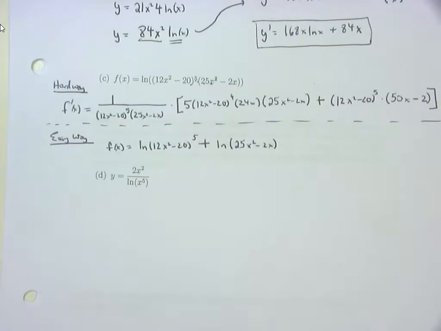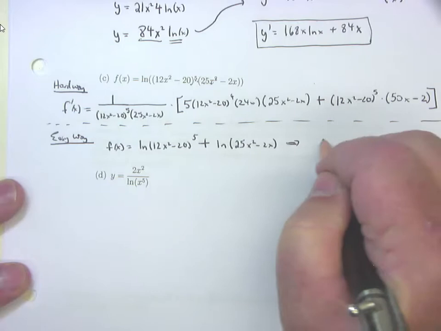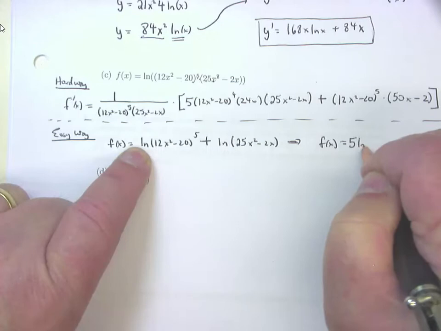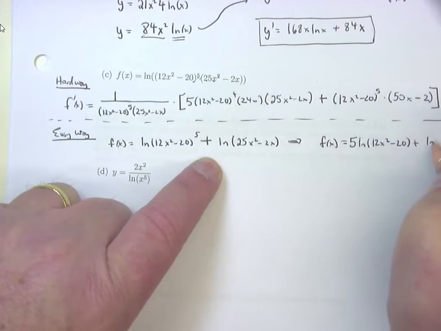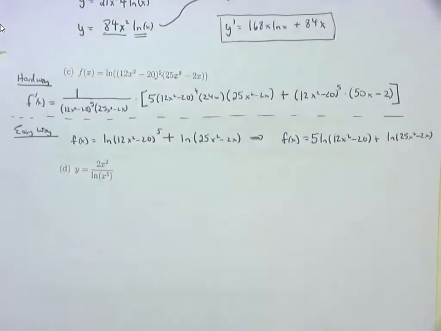I'm not done cleaning up yet. According to log properties, when I'm taking the natural log of something to a power, where do powers get to go? In front of the log. So this keeps going here. So f of x, still the same function, is going to be that 5 pops out front: 5 natural log of 12x squared minus 20 plus the natural log of 25x squared minus 2x. You look at all that, but you haven't done any calculus. This is all algebra.